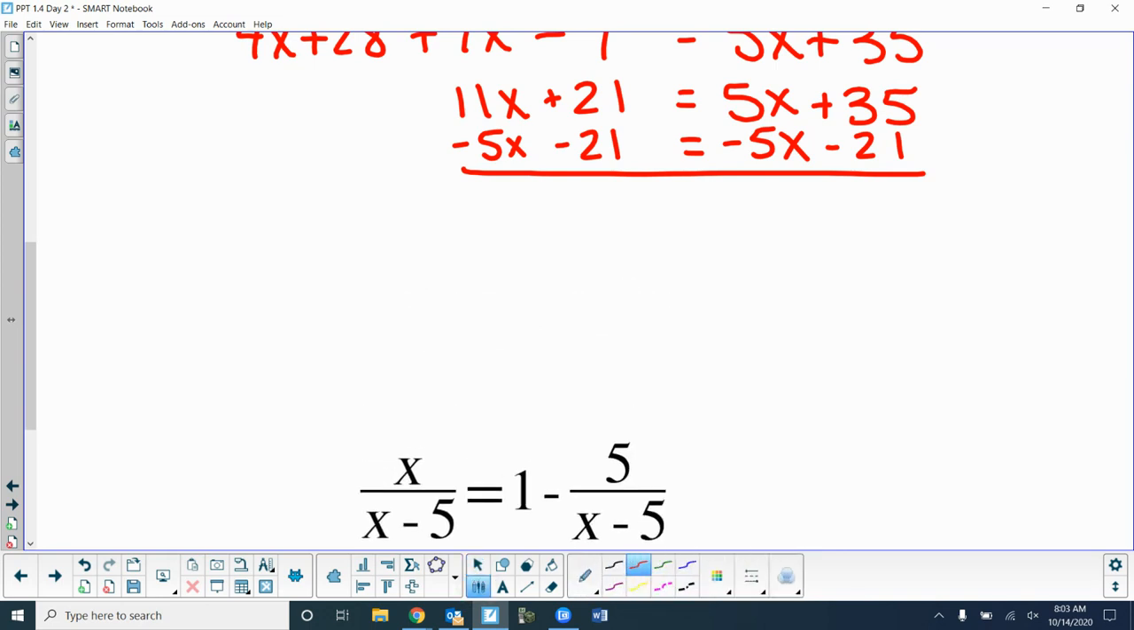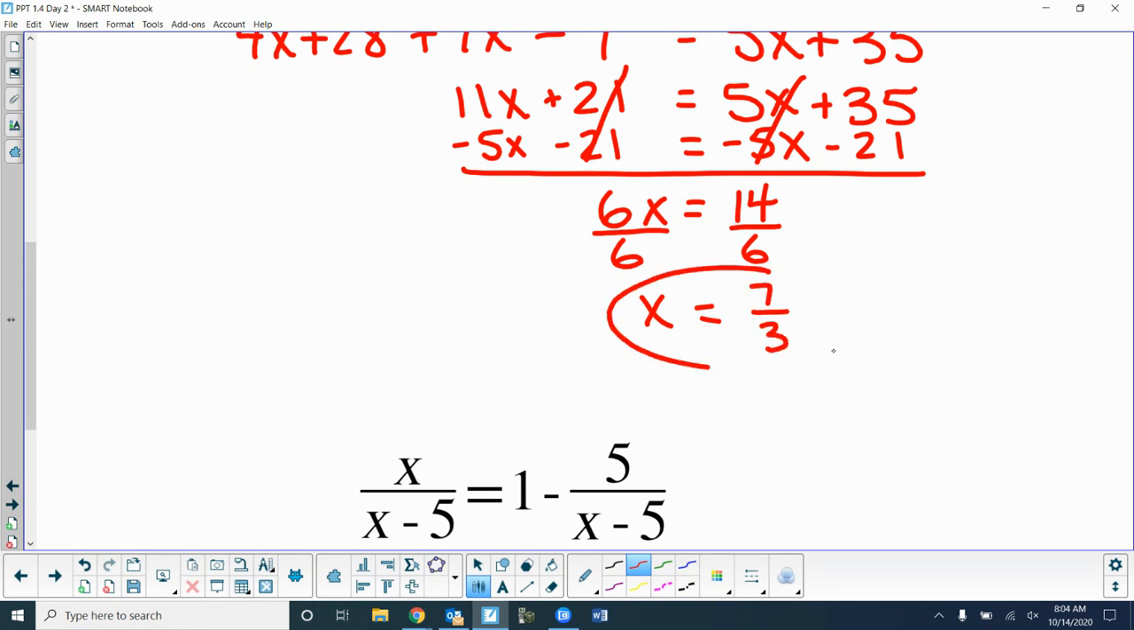All right, so the 21s cancel and the 5s cancel. And I get 6x on the left. And what's that? 14 on the right. Yeah. And divided by 6. And we're not always going to get a whole number. That's okay. I'm going to reduce that, divide both those by 2. So 14 divided by 2 is 7. 6 divided by 2 is 3. If you want to write 2.3 repeating as a decimal, that's okay.